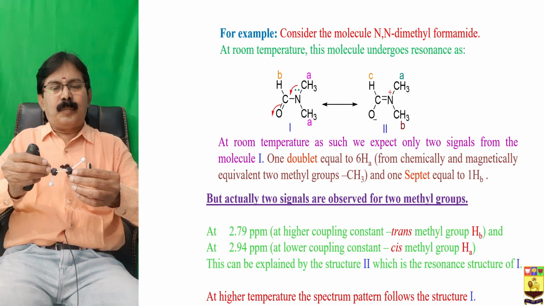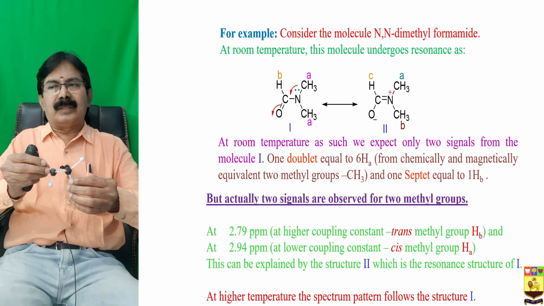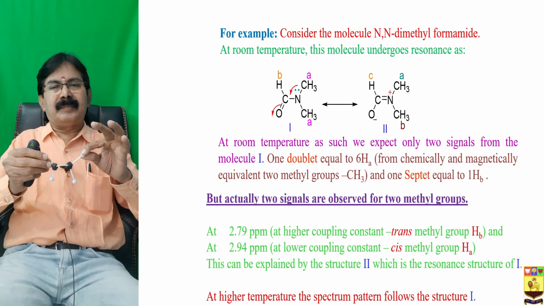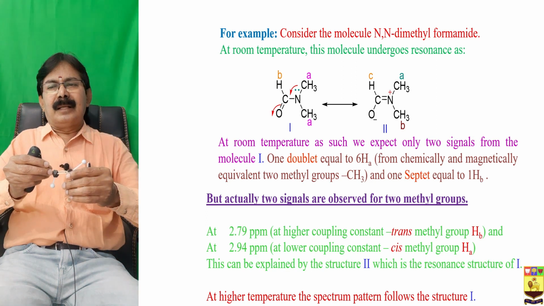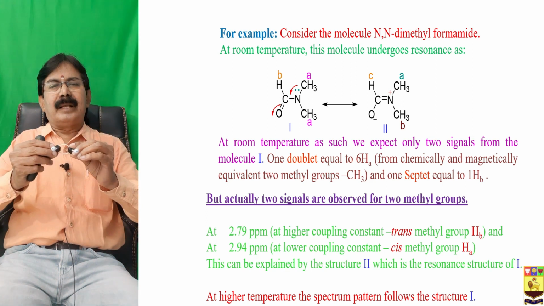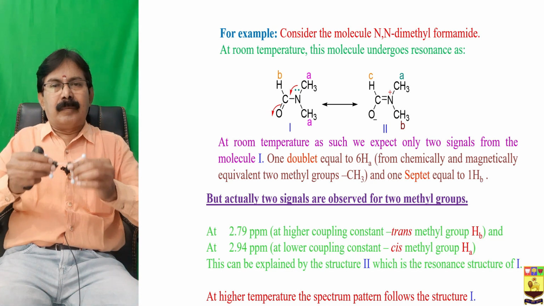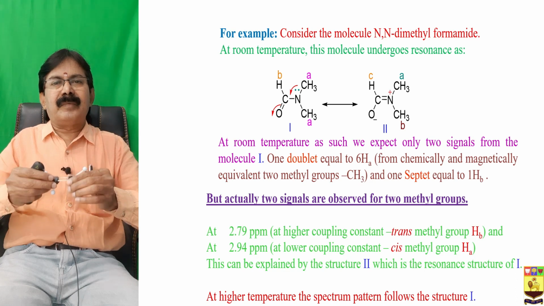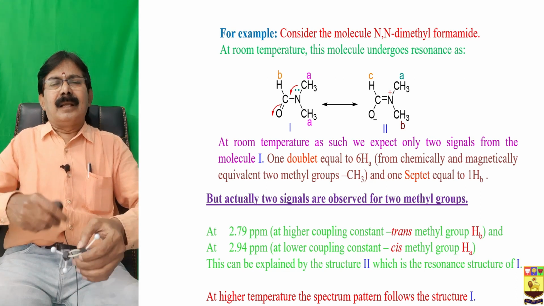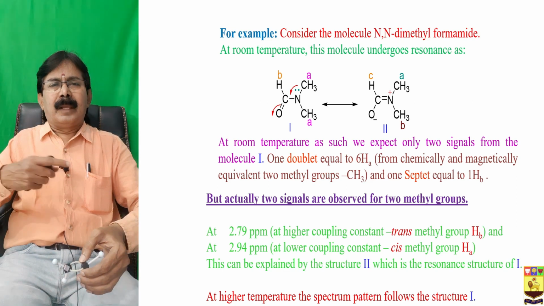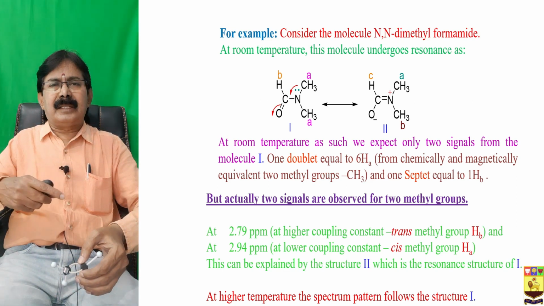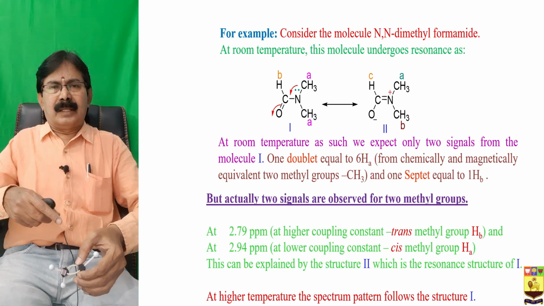The other appears at 2.94 ppm at a lower coupling constant, because it is a cis methyl group. This can be explained by the presence of structure 2, that is, the molecule attains double bond character because of resonance. At higher temperature, the molecule undergoes rotation at a higher speed, so it cannot undergo resonance, and the spectrum follows structure 1.